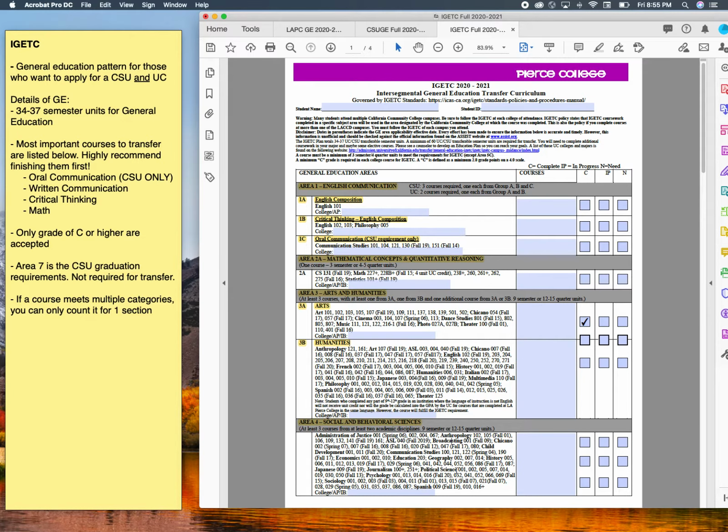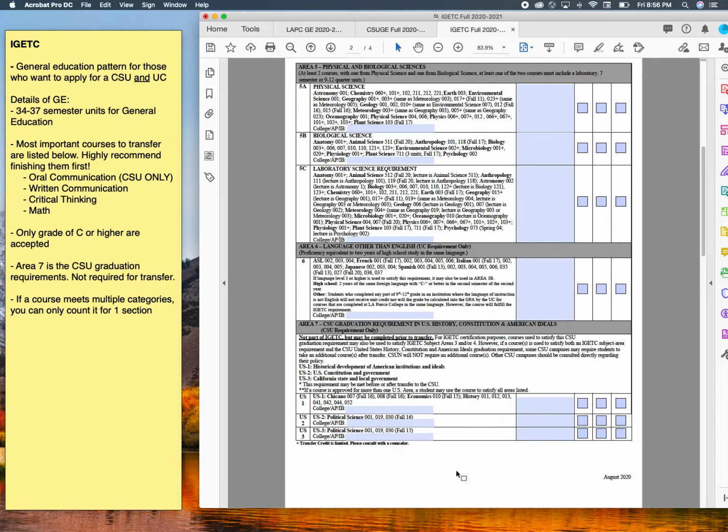Okay, let's go ahead and go into area 5. This is the physical and biological sciences. Okay. You need at least 2 courses. Okay. So one from the physical science, and you get to pick any class you want in there. And then one from the biological science, and that's anything in there. Okay. And then it says here at least one of the 2 courses must include a lab.